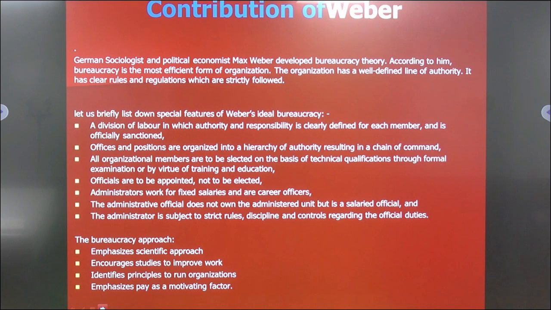Learners, as far as the contribution of Max Weber is concerned, let's start with a little introduction about this gentleman. German sociologist and political economist Max Weber developed bureaucracy theory. According to him, bureaucracy is the most efficient form of organization. The organization has a well-defined line of authority. It has clear rules and regulations which are strictly followed.